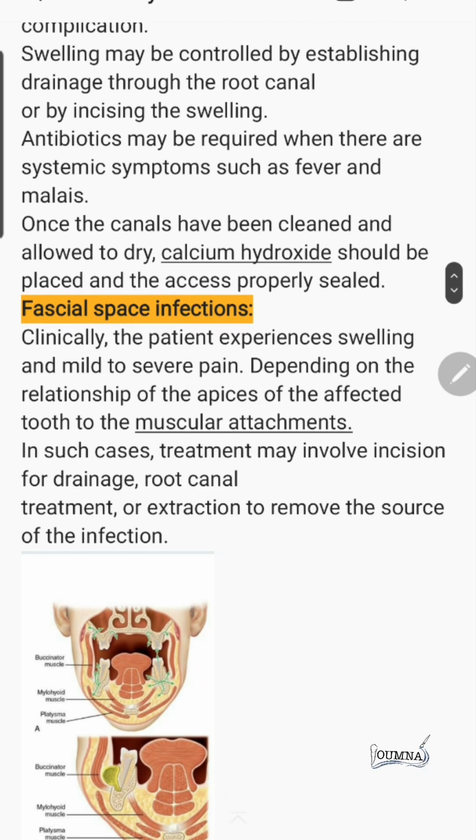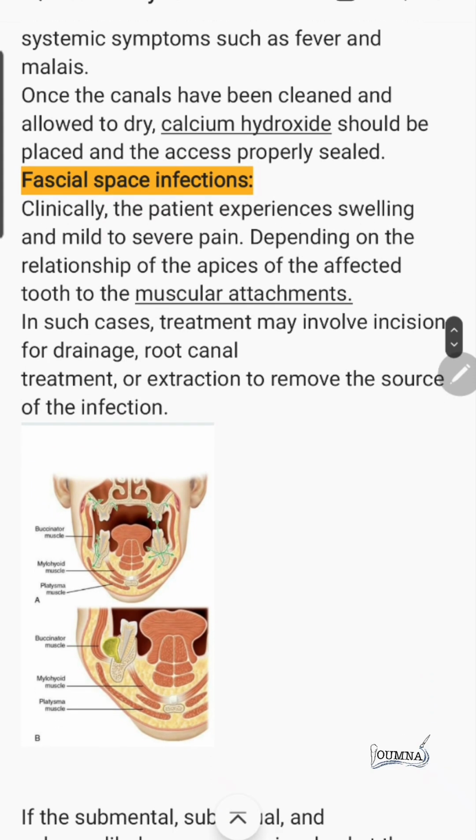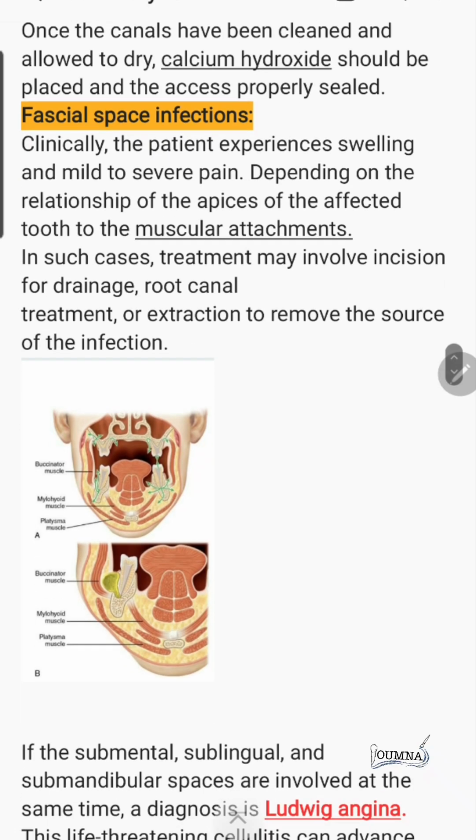Antibiotics may be required when there are systemic symptoms such as fever and malaise. Once the canal has been cleaned and allowed to dry, calcium hydroxide should be placed and the access properly sealed.